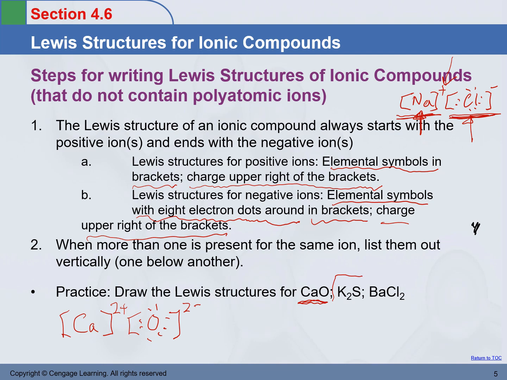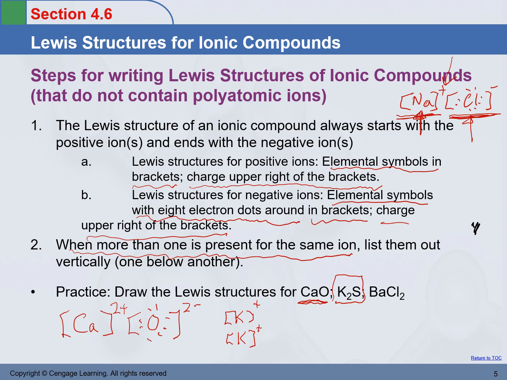Next, potassium sulfide. Oh, wait a minute. We have 2 potassium ions. We know we need to put potassium ion first, but we have 2. How do we do that? Right here. When more than 1 is present for the same ion, potassium ion in this case, you list them out vertically. Okay, I'm going to write 2 potassium ions, one below another. Potassium ion is just the elemental symbol in bracket. Charge outside. Potassium is in column 1A. Column 1A loses 1 electron. Charge is 1 plus.